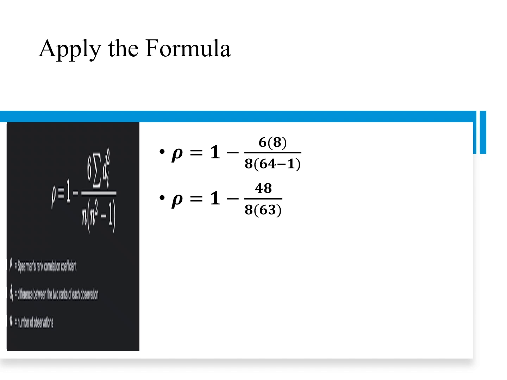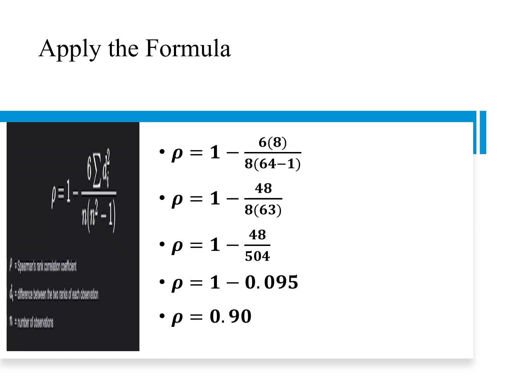In the denominator we have n, which is 8, multiplied by n squared minus 1. The square of 8 is 64, and 64 minus 1 is 63. Next, we multiply 8 by 63, which gives us 504. Now, we perform the division. 48 divided by 504 equals approximately 0.095.